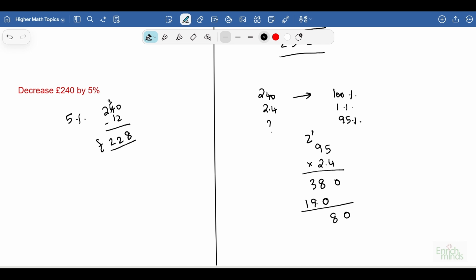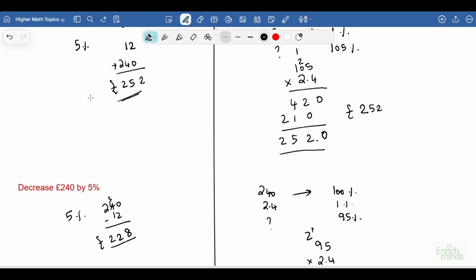You have 9, 10, 11, 12. 228. So this 0 goes off. So we have 228 pounds, which is the same value as we are getting using the other method as well. We can practice as many questions as we can where we will have different values, different amounts by different percentages. But if you keep the same approach, you will get the answer easily.